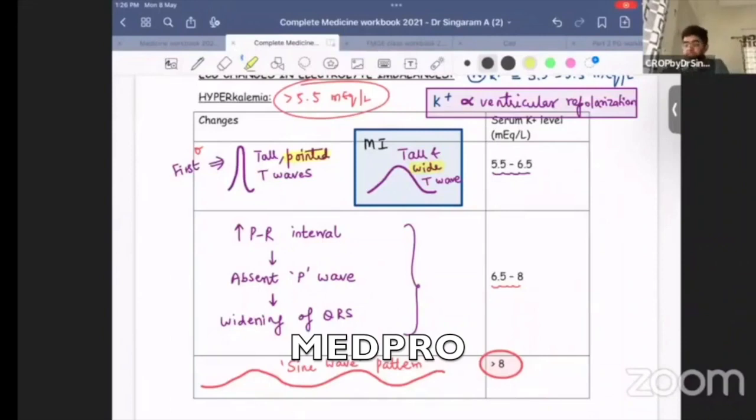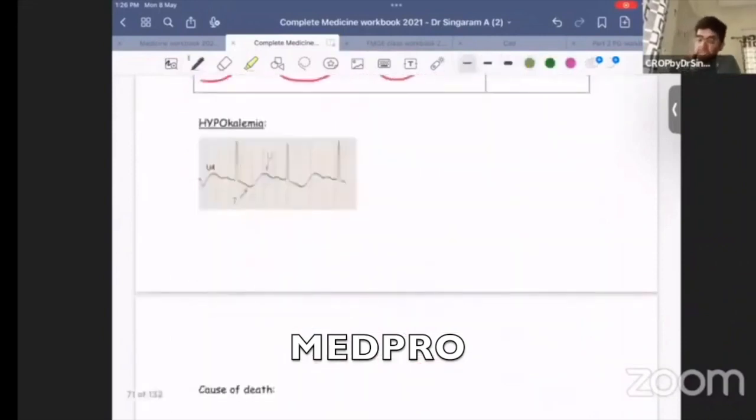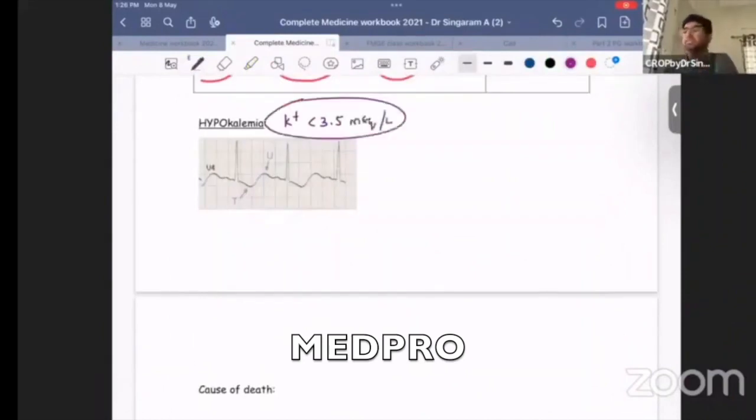Then hypokalemia. Of course, levels of potassium less than 3.5 milliequivalents per liter is what we call hypokalemia. And obviously, when there is low potassium, there will be slow repolarization. Very simple, because potassium level is related to repolarization. So it will result in slow ventricular repolarization. So how is that reflected in the ECG?